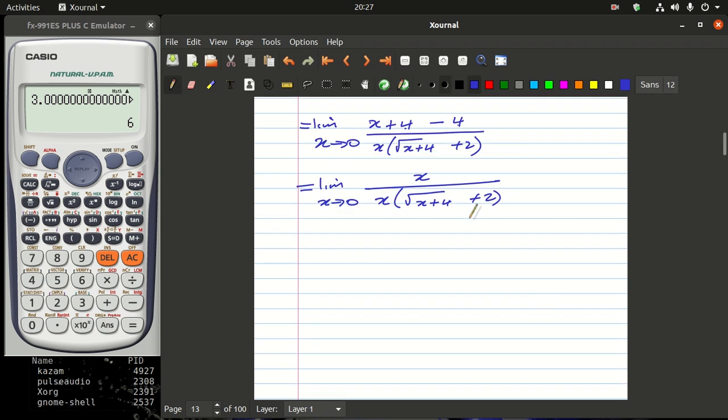Now that x that was inside the root in the numerator is exposed alone, and I can cancel it out with this x that I've been longing to cancel. Once I cancel one x, I still have the limit as x approaches 0 of 1, because x is now gone, divided by the square root of x plus 4 plus 2.